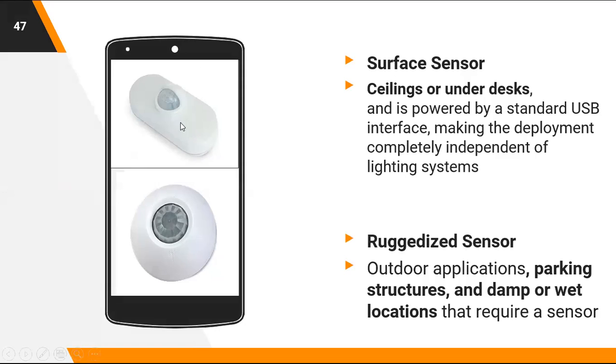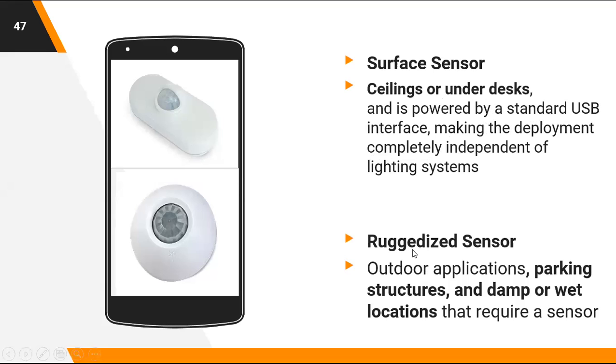Where the surface sensor is actually used is in your ceilings or under desks, or you can use it underground. The feature of this sensor is that it is adapted with a USB interface, which makes it independent. It is not dependent on any other device to operate. It operates by itself, so mostly it is fitted into under desks and ceilings.